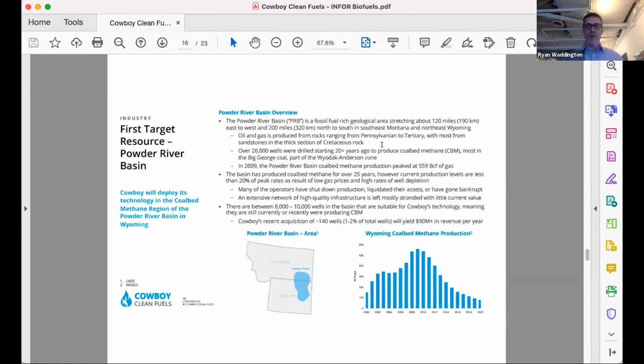Our first project will be in the Powder River Basin in Northeast Wyoming. The PRB has produced coal bed methane for 25 years, but is currently well down the decline curve overall. You can see that chart in the lower right. However, over $10 billion of infrastructure in assets, including 8,000 to 10,000 wells and thousands of miles of gathering systems and pipelines, remain in the basin, essentially as stranded assets. Cowboy can return the basin to economic production and bring new value to those old assets.